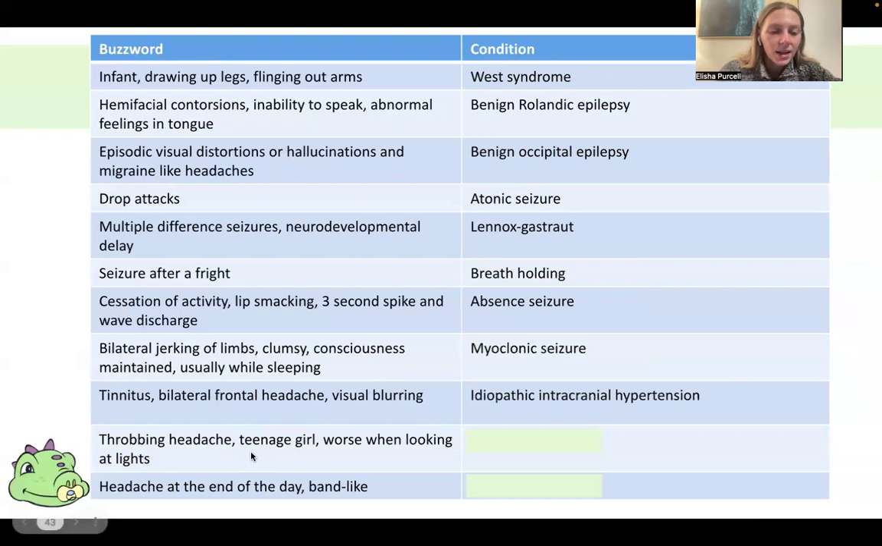Throbbing headache in a teenage girl, worse when looking at lights, is obviously migraine. Headache at the end of the day that's band-like is your tension headache. Obviously we didn't go through all of these conditions, and not all of them were on the neurology matrix, but I think it's good to revise everything in the context of the conditions that come up.